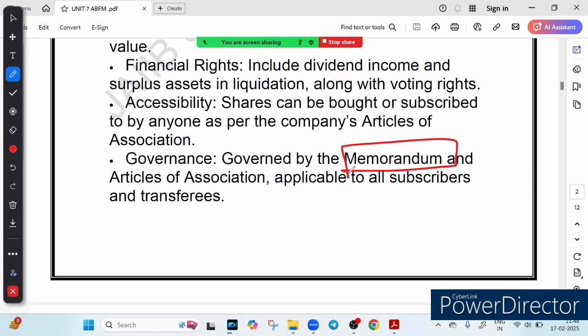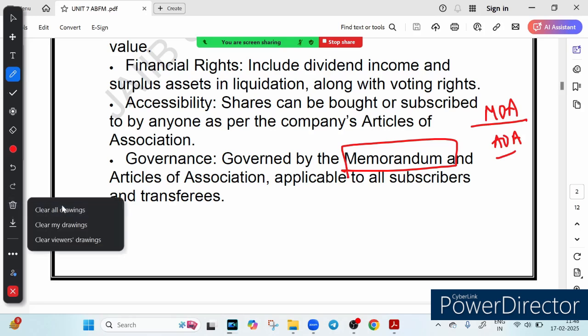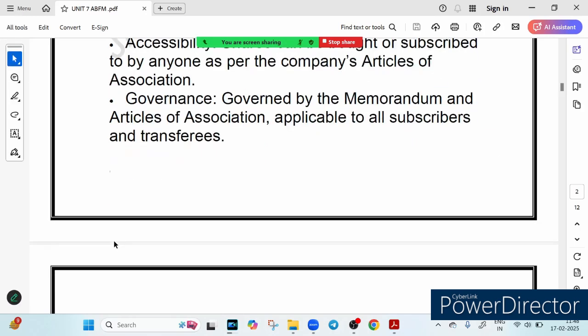So the rule is governed by shareholders following the company rule book, and there are two rule books. We call it MOA, and we call it AOA. MOA means memorandum of association, AOA means articles of association, right? So these are the rule books which ensure fairness in decision making. I hope you understand what the rule book is which ensures fairness in decision making.